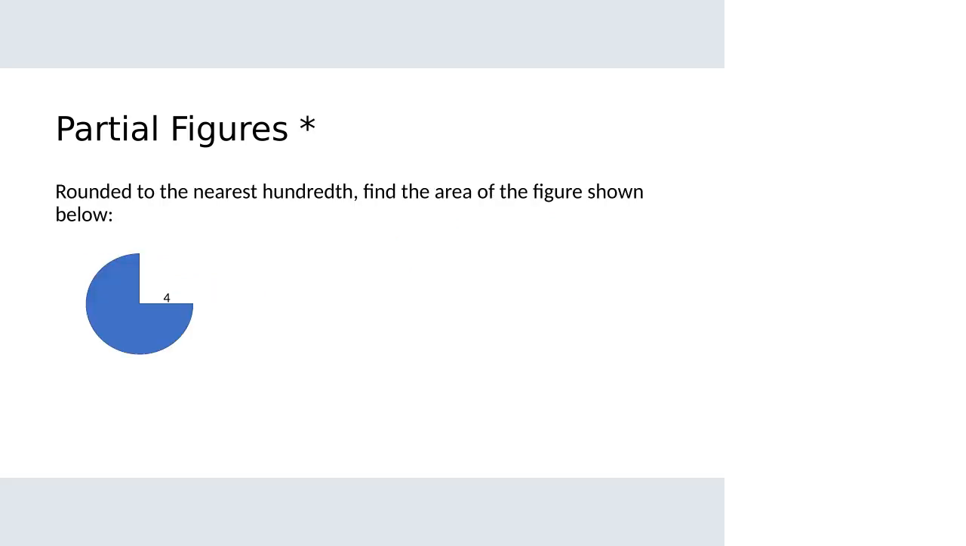One more for you to try today. Rounding to the nearest hundredth, find the area of the figure shown below. And we have this Pac-Man shape. It's certainly related to a circle, but it's not an entire circle. It's just a fraction of a circle, and that's what we're going to use to find the area of this partial figure. This one may be challenging. We'll see how it goes.